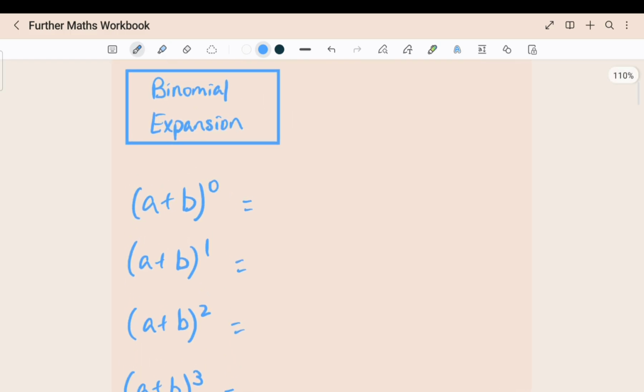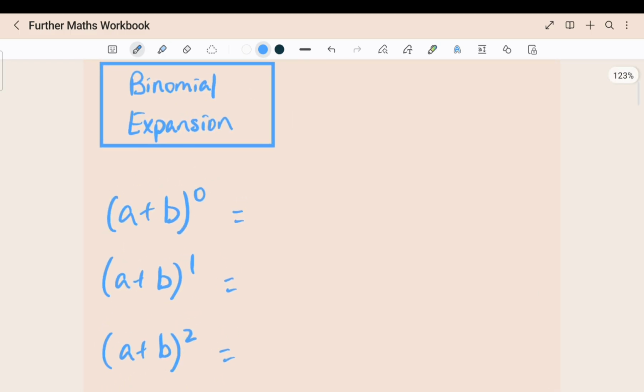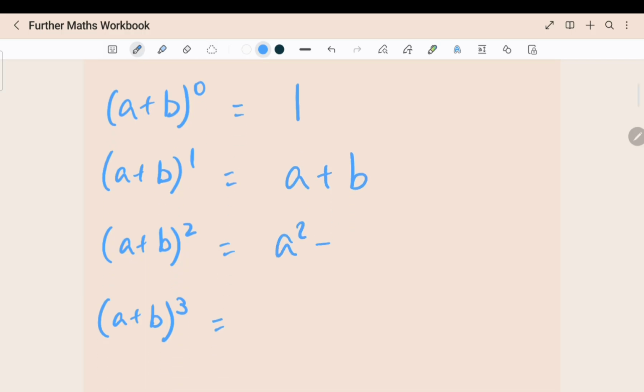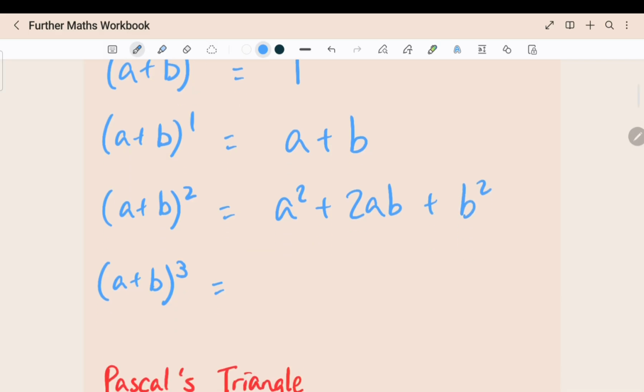Brilliant. Next, binomial expansion. For binomial expansion, I'm going to show you the pattern. For a plus b all to the power of 0, that's 1, because anything to the power of 0 is 1. Then here is just a plus b. For this one, you should memorize it, which is a squared plus 2ab plus b squared. And finally, you have a cubed plus 3a squared b plus 3ab squared plus b cubed.